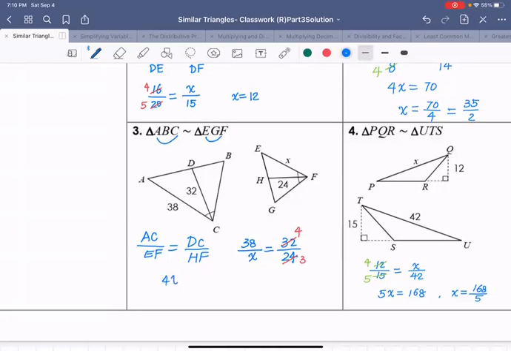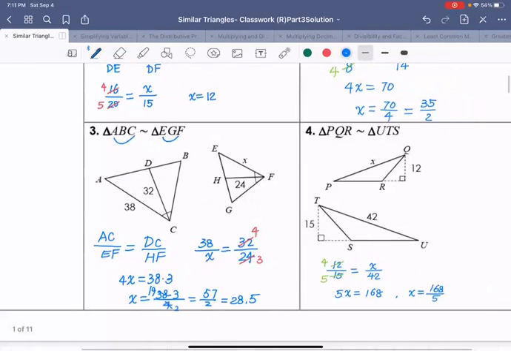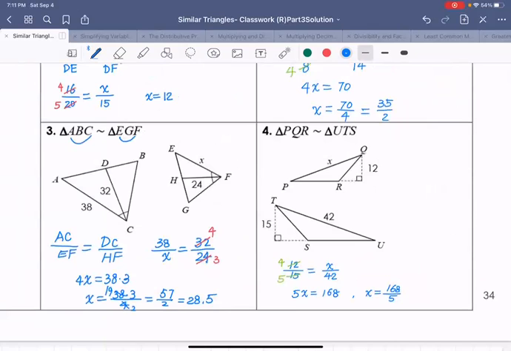Yeah, so 4x equals 38 times 3. X equals 38 over 2 times 3 over 2. This is 2, this is 19. 57 over 2. You got how much? 28.5. Yeah, you did your mental math so quickly. Very good. Next one.